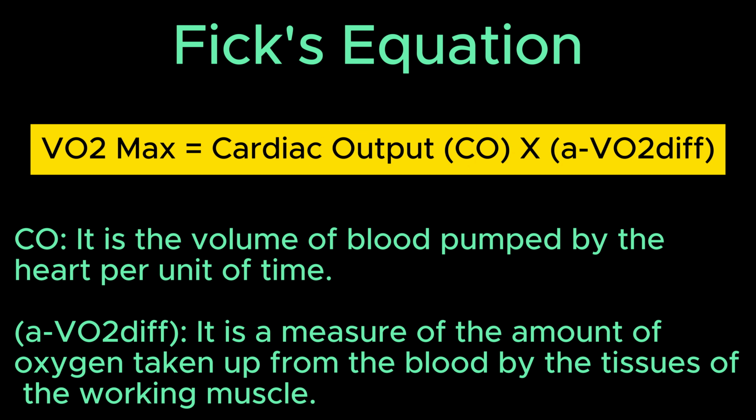In my last video, I briefly introduced the principal equation for calculating VO2 max. Let me share that here again. It's called Fick's equation. The first term is called cardiac output. It is the volume of blood pumped by the heart per unit of time and is usually expressed as liters per minute. The second term is arteriovenous oxygen difference. It is a measure of the amount of oxygen taken up from the blood by the tissues of the working muscles.